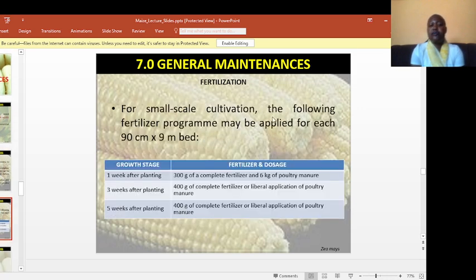For small-scale cultivation, the following fertilizer program may be applied for each 90 cm by 9 meter bed. You have the growth stage, weeks after planting, your fertilizer and dosage. You apply 300 grams of a complete fertilizer and 6 kilograms of poultry manure. Weeks after planting, 400 grams of complete fertilizer or liberal application of poultry manure.